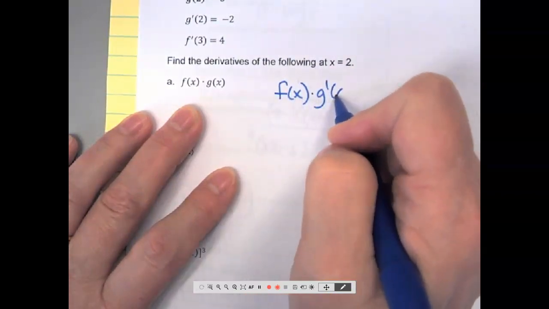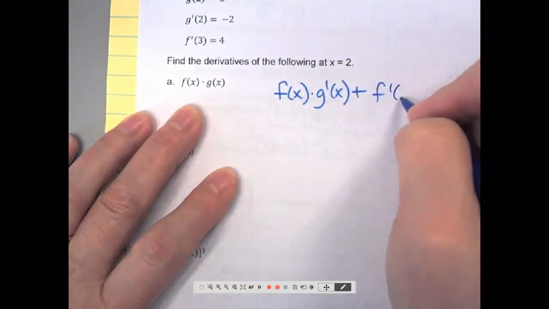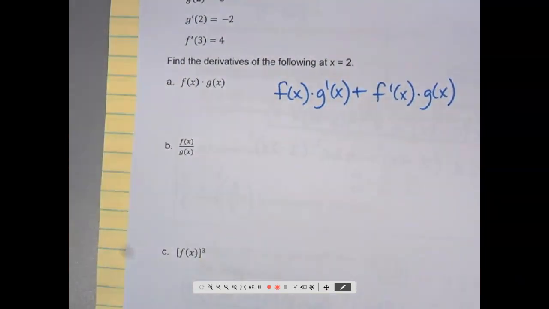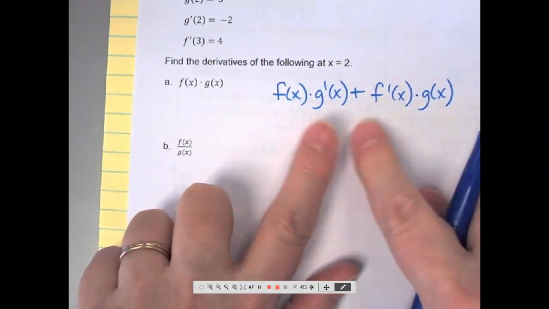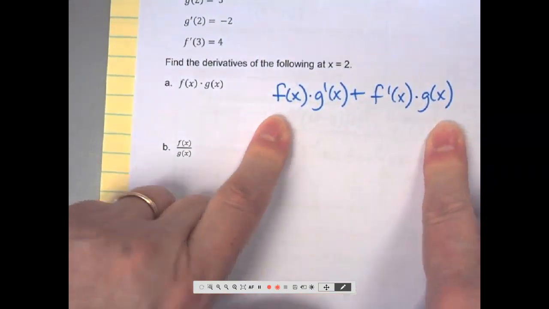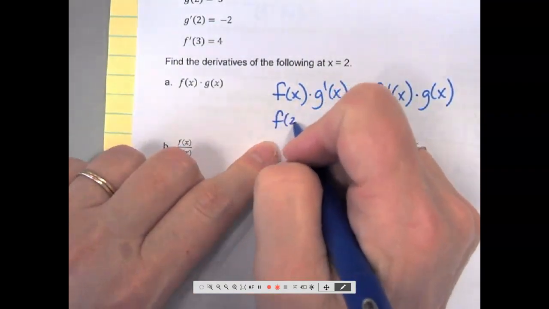So it'll be f prime times g. Yes. Okay, so it doesn't matter which term I start with here because addition is commutative. So if you did the f prime g first, you are perfectly fine. Now the next step, I'm going to replace the x's with 2's.